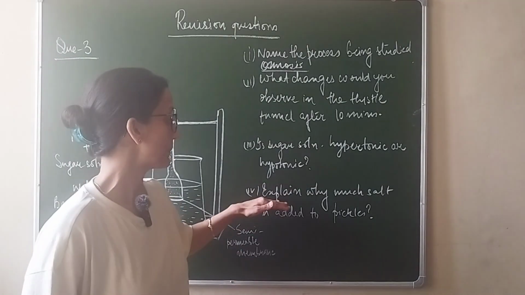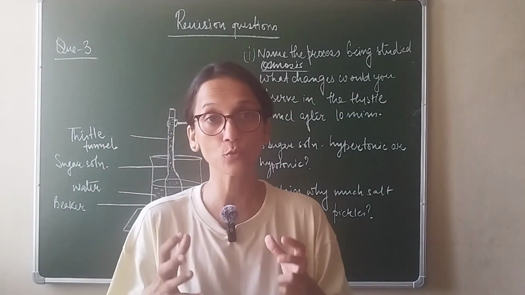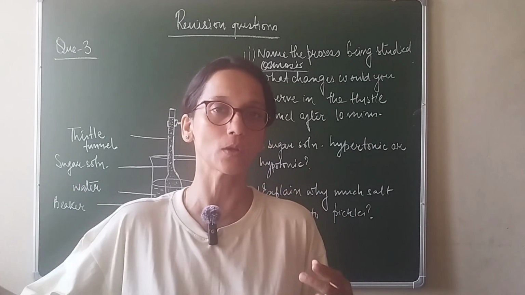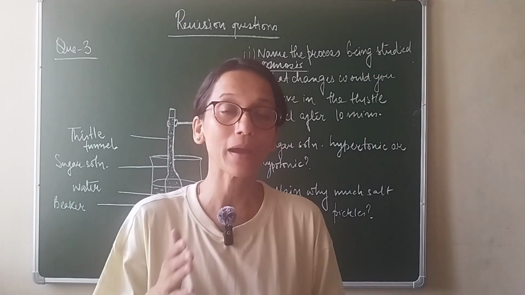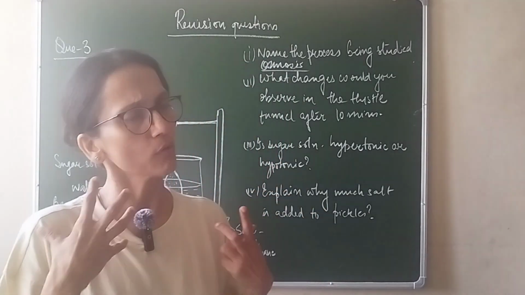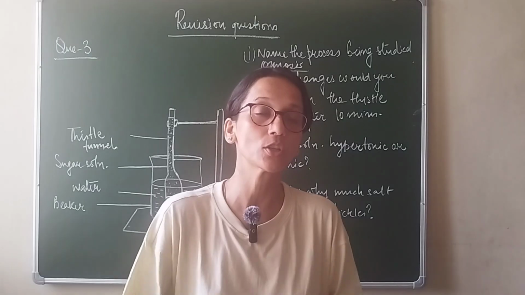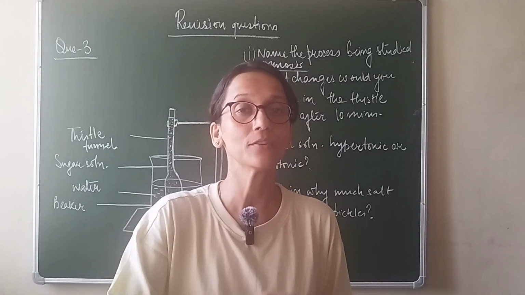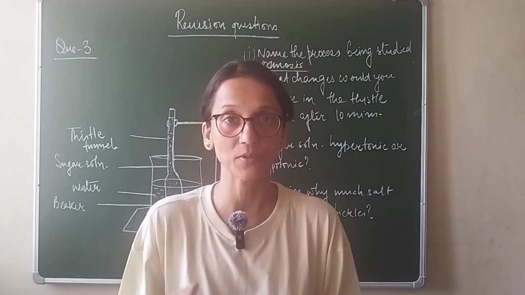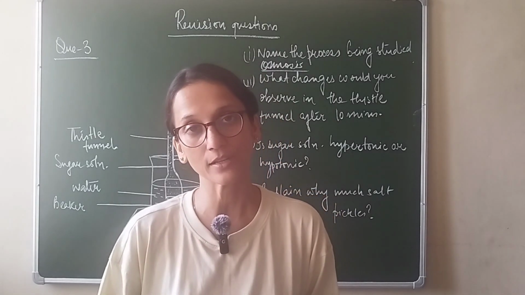Last, number 4, explain why much salt is added to pickles. Now pickling is a process where we try to preserve vegetables and fruits for a longer span of time. And how do we do it? By killing bacterial infestation. And how can that be done? By adding more sugar or more salt. This will make the condition hypertonic, and in a hypertonic condition the bacterial cell will die by the phenomenon of plasmolysis. That means they are going to lose their water due to the presence of the hypertonic external environment, and they die out of it.